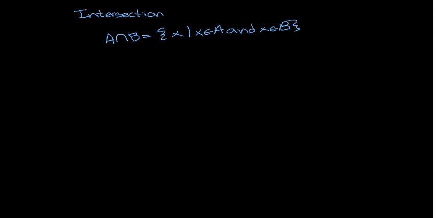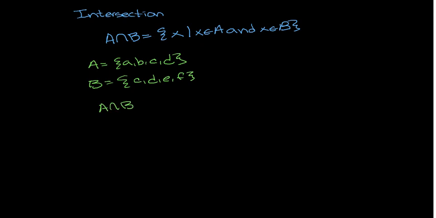We can think about this if we define A as, I don't know, A, B, C, and D, and the set B as C, D, E, and F. So the intersection of A and B is going to be C and D. Why? Because just C and D are the elements that are in both sets, A and B.